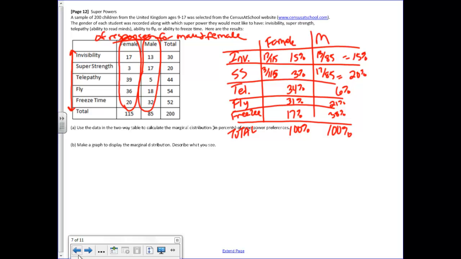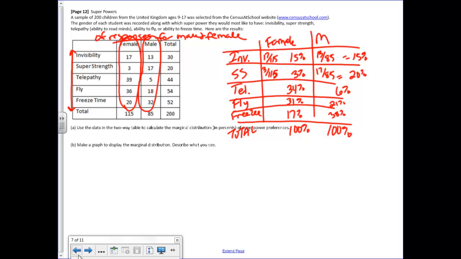We write our plan. We suspect gender might influence a child's opinion about superpowers, so we compare conditional distributions of responses for males alone and for females alone. And then we created our table. Next, we create a segmented bar graph comparing opinions of males and females. We use percents instead of counts since the number of males and females are different.